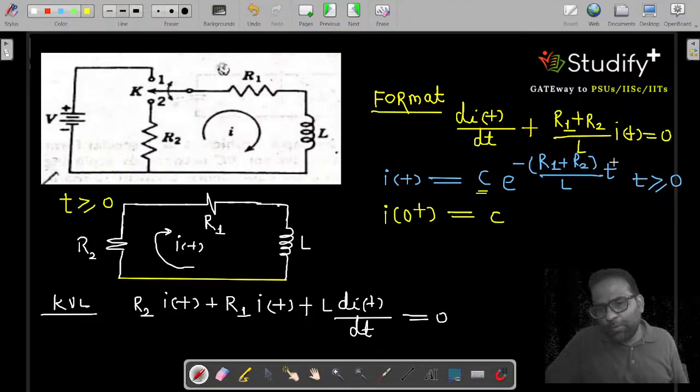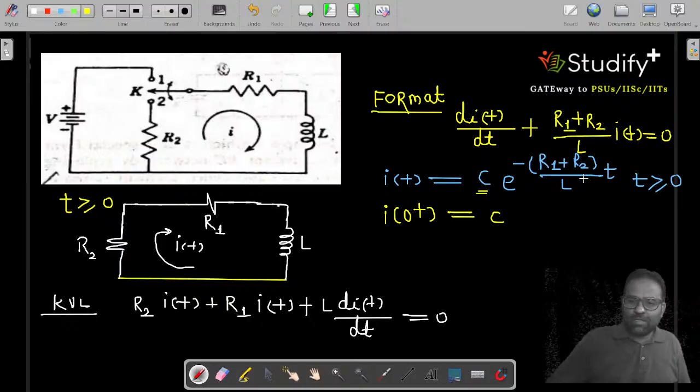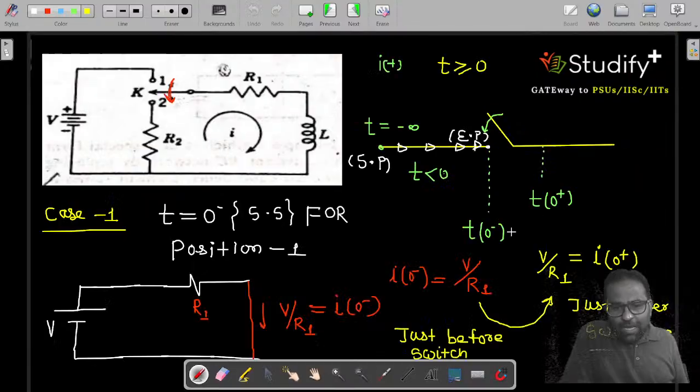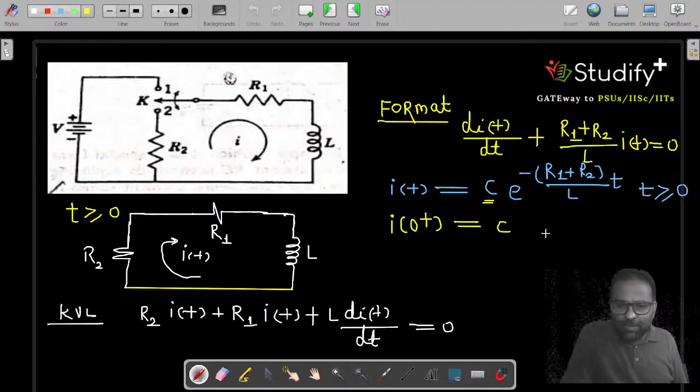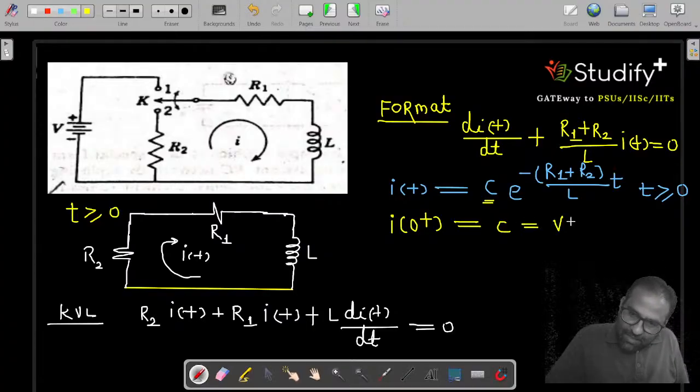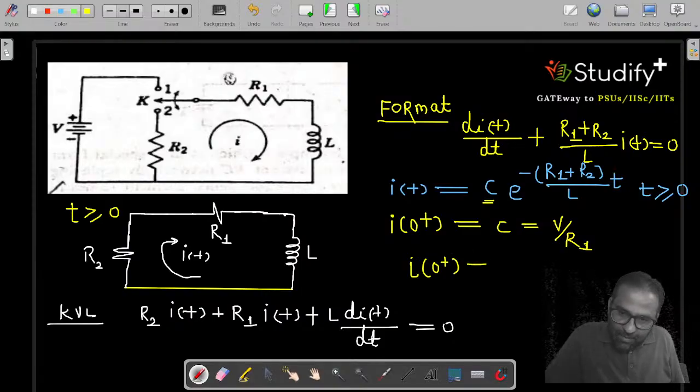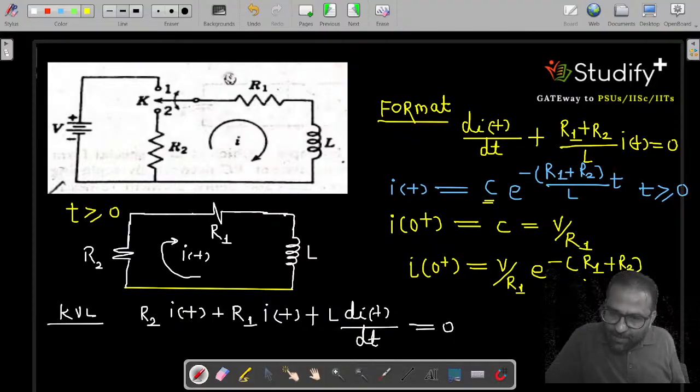C, because when you put t = 0 plus here, this value will be what? e to the power 0, e to the power 0 is 1. And what is I0 plus? I0 plus is V by R1. So you can say the nature of current in the network is I0 plus equal to V divided by R1 into e to the power minus of (R1 plus R2) divided by L into t.